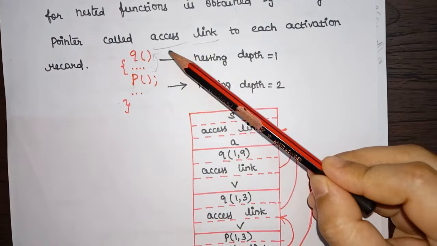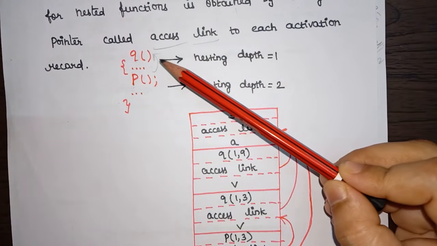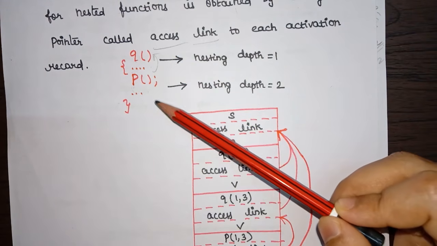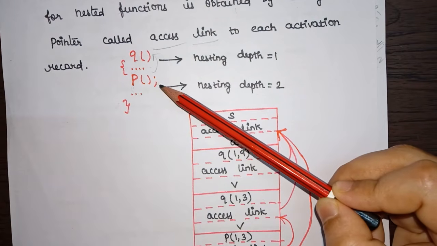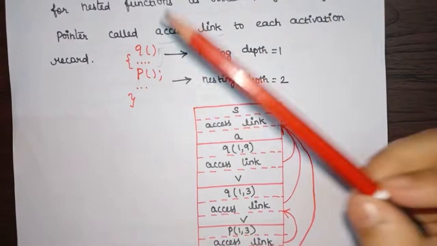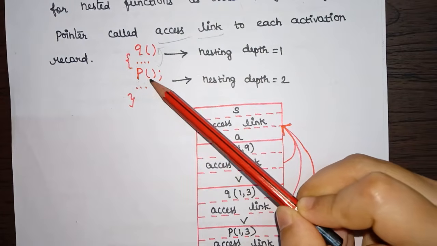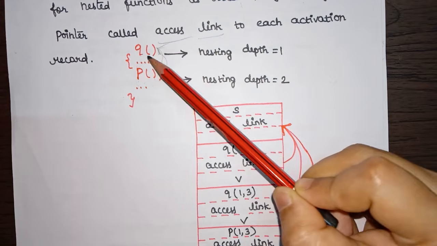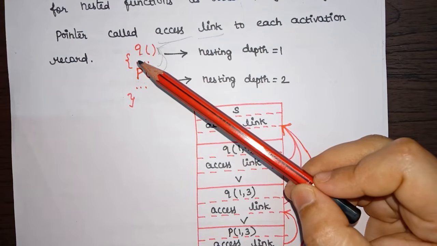So when we have this nesting procedure, that is, if P is nested inside the procedure Q, then the access link for this procedure P is actually pointing to the most recent activation of Q. Whenever we have a nested procedure like this, the access link of P should point to the activation of Q, that is, the immediate or most recent activation of Q.